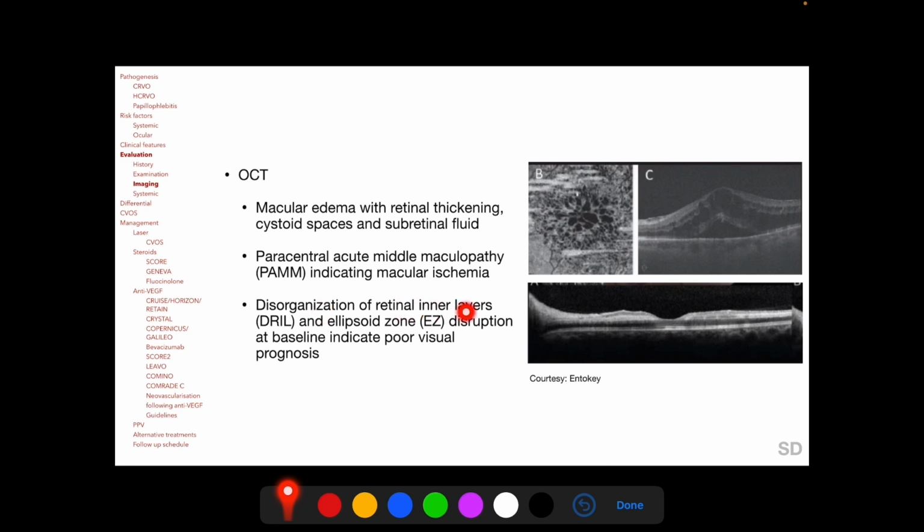Disorganization of retinal inner layers, also called DRIL, and ellipsoid zone disruption at baseline indicate poor visual prognosis.